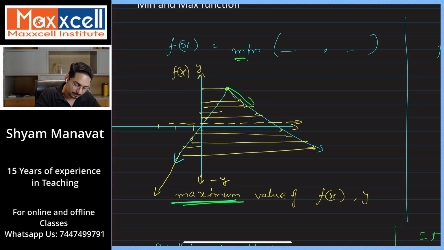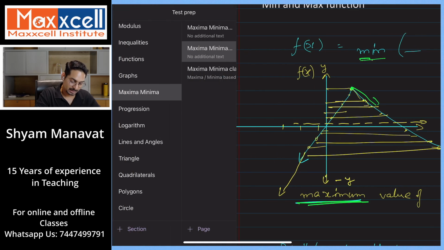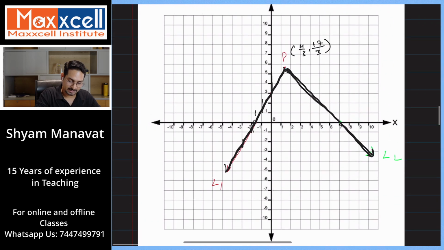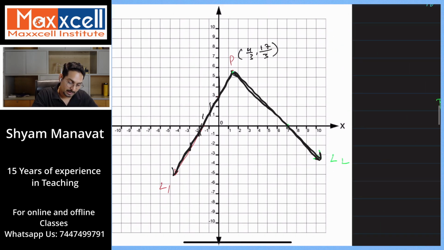Now, this maximum value of the min function, what is it? If you remember the graph, this is the turning point, the point after which the function changes. This point is nothing but the common point between the expressions given there. Remember how we discussed how to find the intersection point.